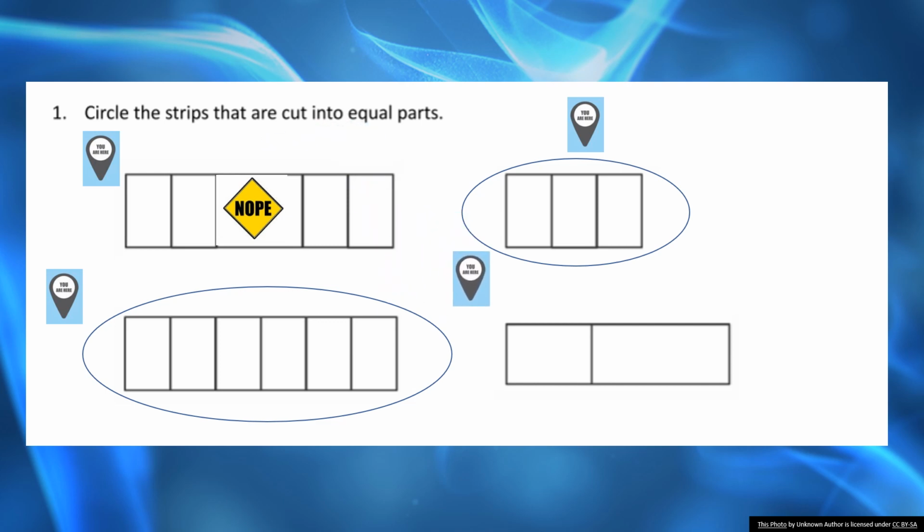And taking a look at the last one, it's cut into 2 parts, but it's not 2 equal parts. So that's a big nope. Can't circle that. We have circled the 2 strips that are cut into equal parts. Now, if you need to pause your video in order to make sure that you've circled the correct strips, go ahead and do so now.